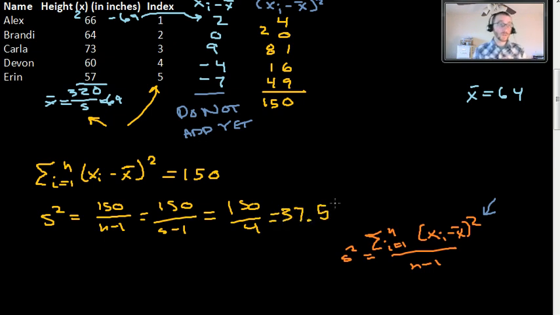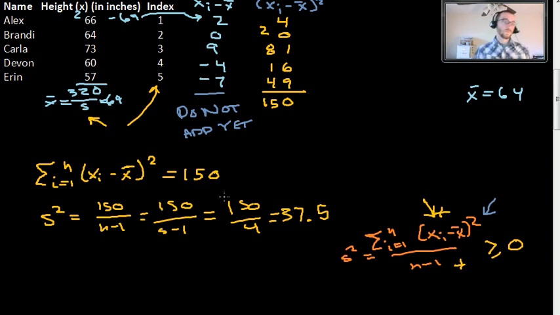Cool. Now this should always be positive. You can see that because these are all squared, they should all be positive, and so s squared should always be greater than or equal to 0. It would be equal to 0 if everybody was exactly the same height, right? Because if everybody was exactly the same height, they would all be equal to the average, and then this would be 0. And so the distance from 0 is a measure of the variation.